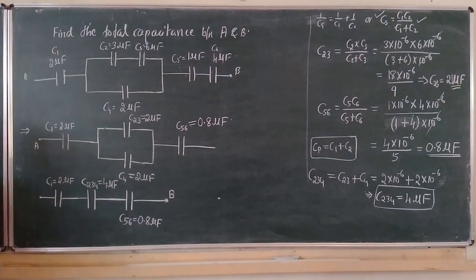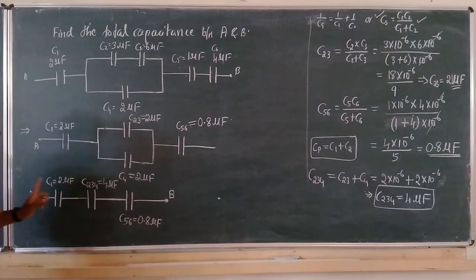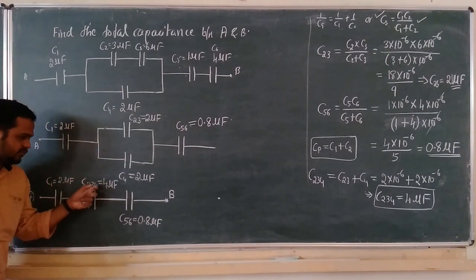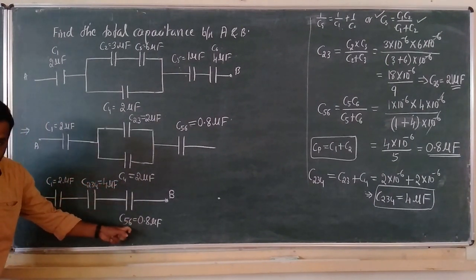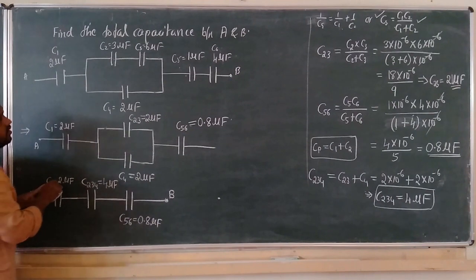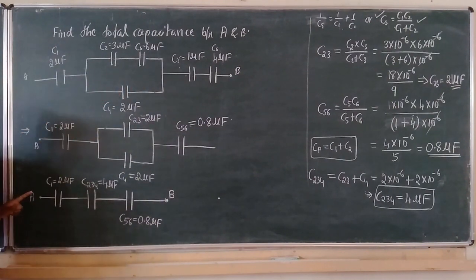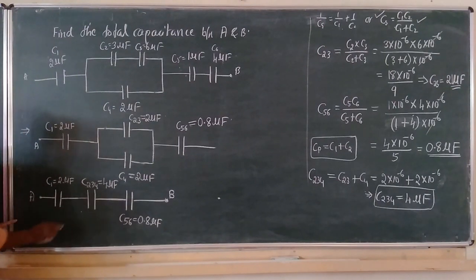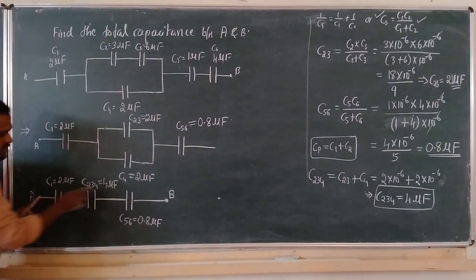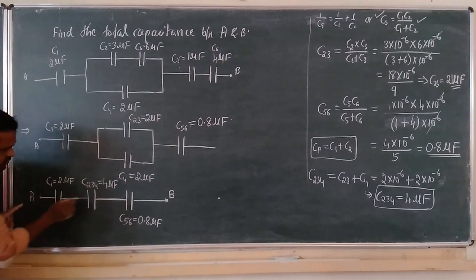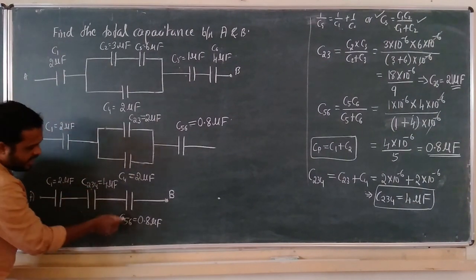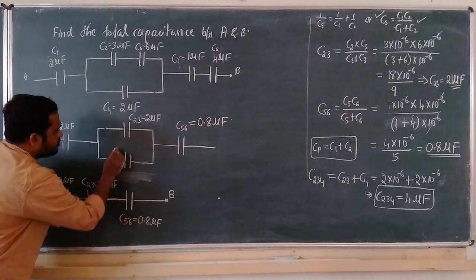Okay, now last step. Between the points A and B, only three capacitances are remaining: C1, C234, and lastly C56. We started with the 6 capacitors. In this case, it is reduced to 4. Now it is reduced to 3. Now what is the capacitance between these 2 points? That is the effective value of these 3: C1, C234 and C56.